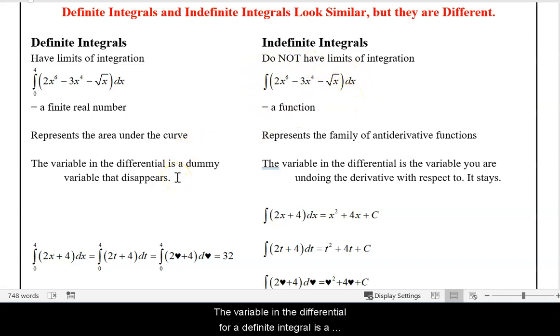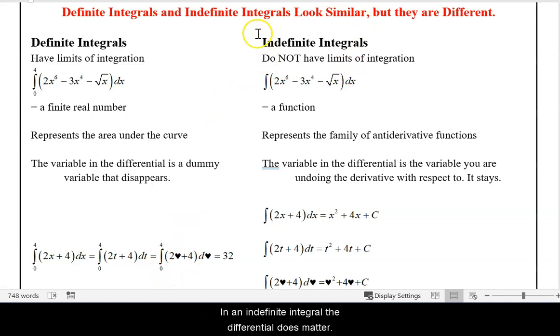The variable in the differential for a definite integral is a dummy variable that disappears from the result. Remember that the result of a definite integral is a finite real number. There's no variable present. In that case, it doesn't matter whether I write the definite integral with respect to the variable x, or t, or even a star, or a heart in this case.